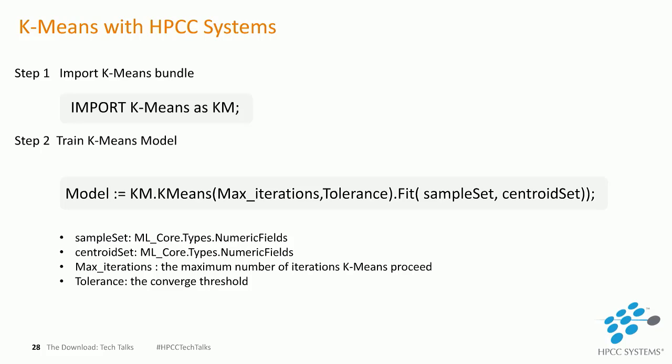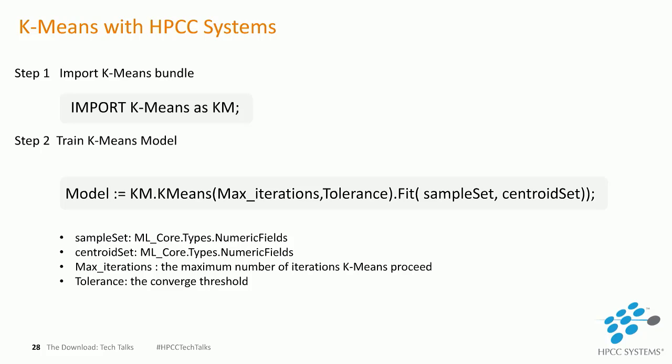The training process is very simple. Just copy the code here into your ECL IDE, or any other ECL IDE you want to use, like VS Code, and fill in the parameters. Here I want to explain the model parameters, such as the sample set and the centroid set. The sample set is the samples you want to cluster, and the centroid set is the centroids you initialize for KMeans.